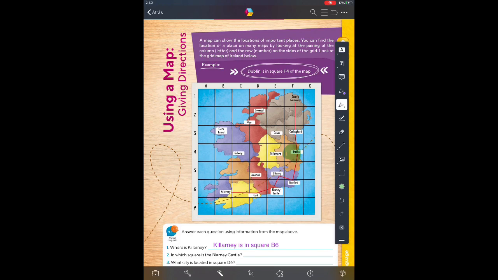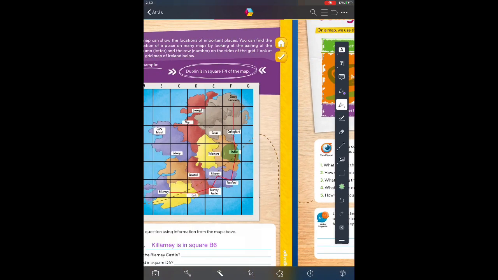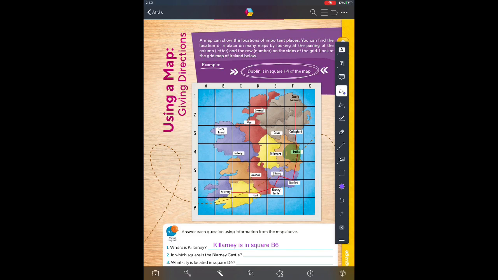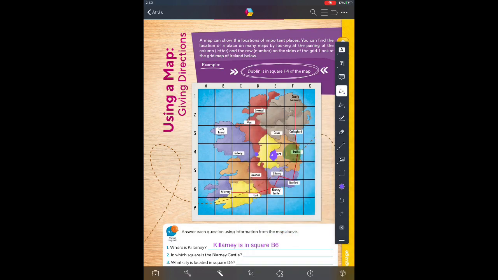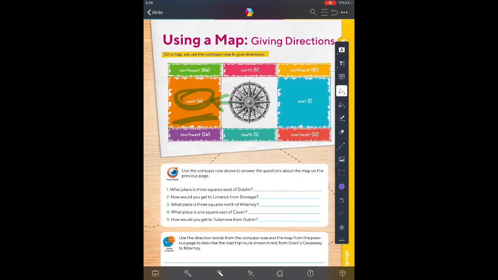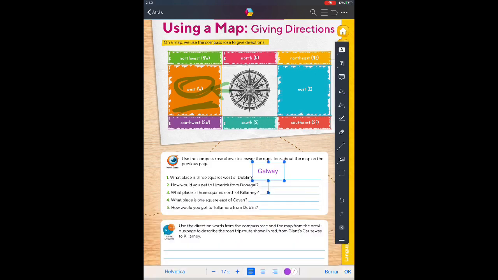And then we need to count 3 squares to the west, okay? So we check again. We need to go this way because west is here, okay? So we count. 1, 2, 3. And the third square is Galway. Okay, so we found the place. And then you just write Galway and you continue with the other ones.